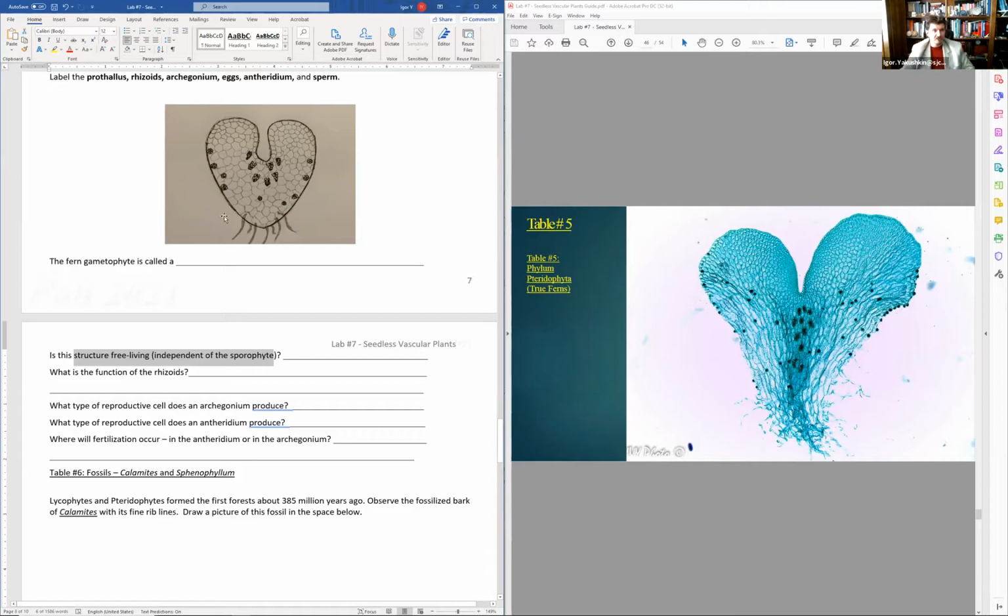What is the function of the rhizoid? Rhizoids will hold this particular structure in the soil and absorb some of the water.